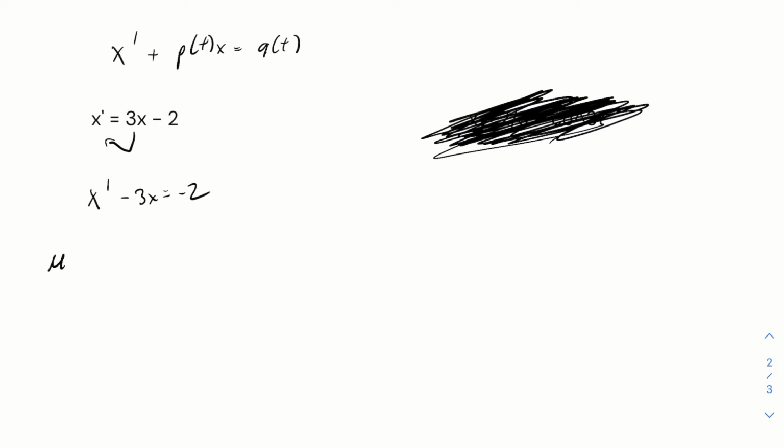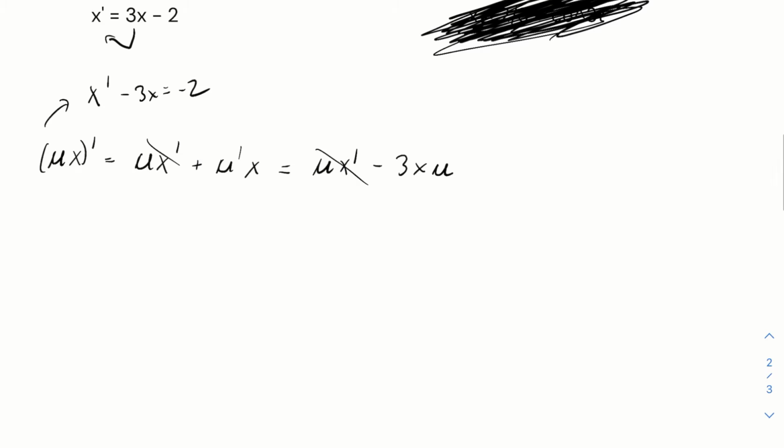Mu x prime is going to be equal to mu x prime plus mu prime x, and we're going to set that equal to mu multiplied by that now, so mu x prime minus 3x mu. Okay, perfect. And we notice that when we have it in this form, this cancels. That's out of the picture. Then when we look at the remaining terms, that's got an x, that's got an x. Goodbye, x. So what we get here is mu prime equals negative 3 mu. Greek letters, am I right?